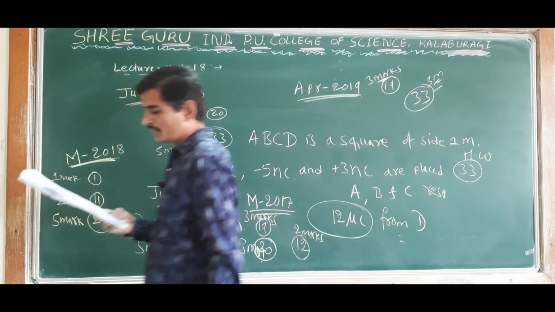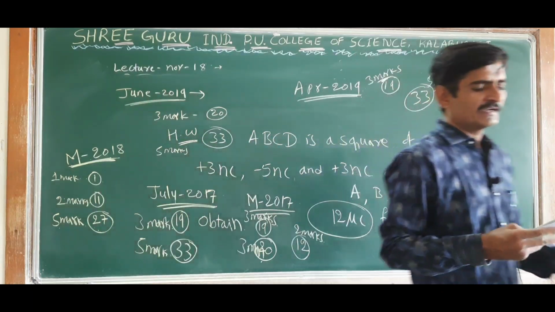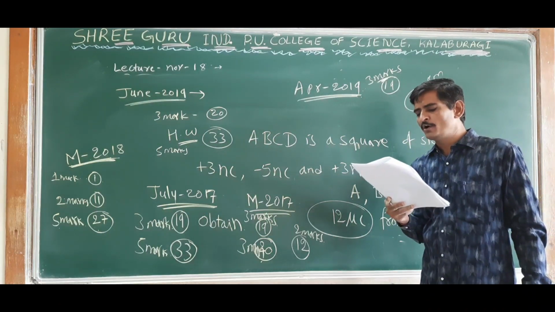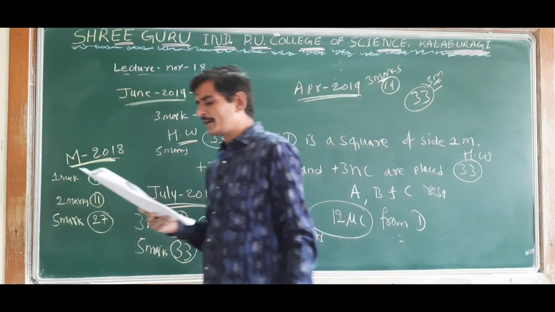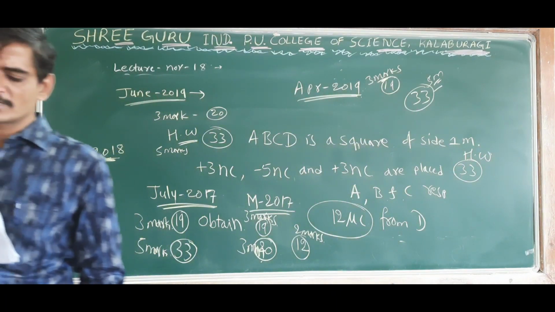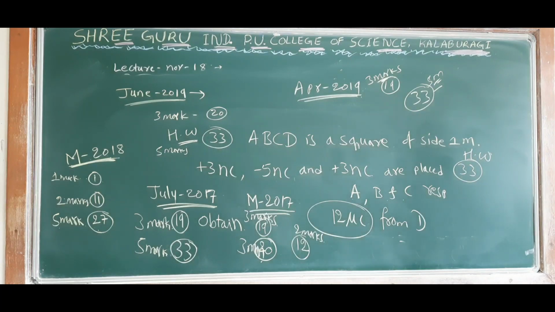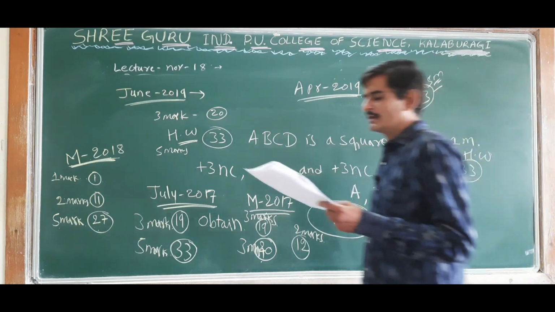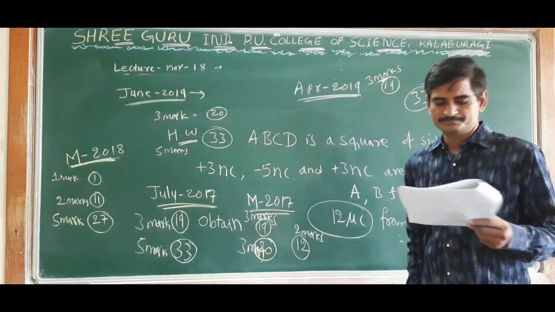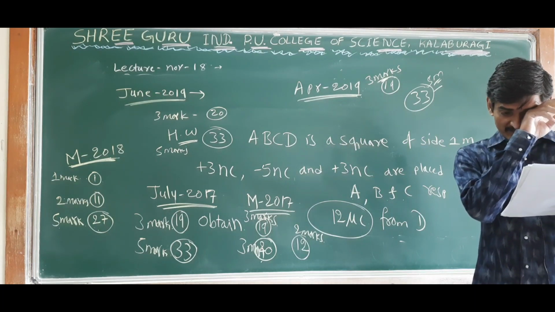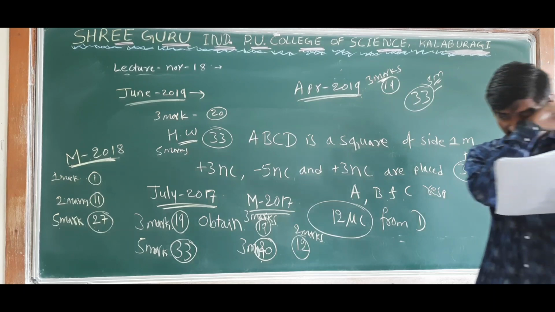Find what charge must be placed at the fourth corner so that the total potential at the center of the square is 0.